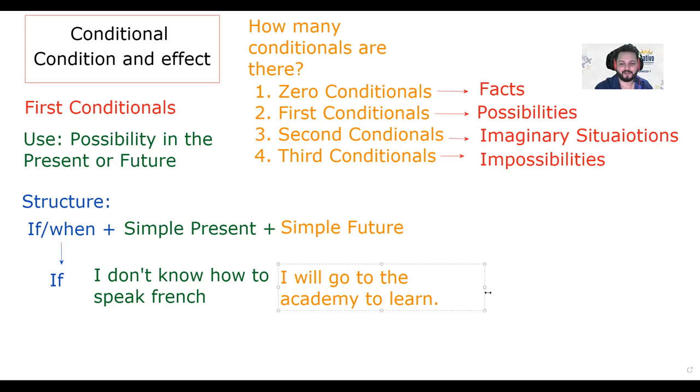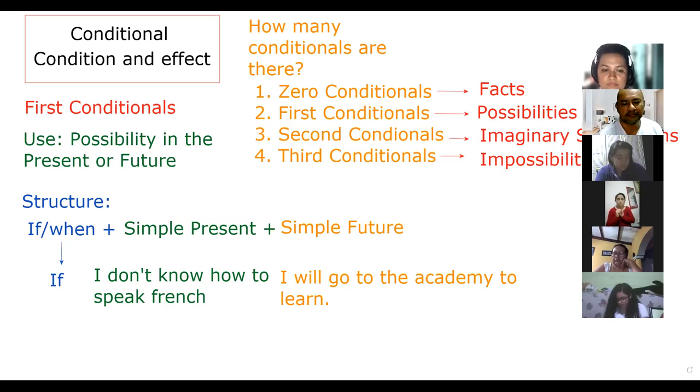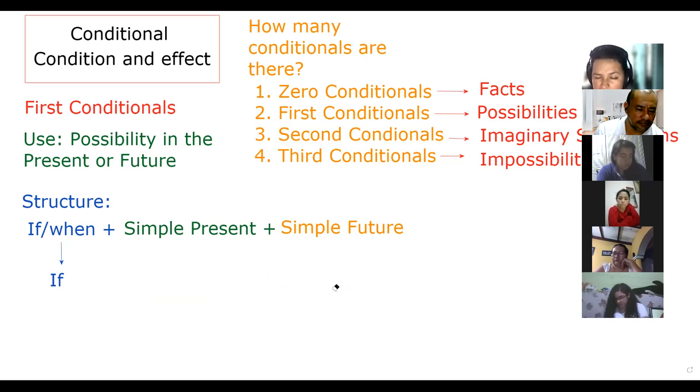Very good, okay? This literally translates, guys, si yo no sé cómo hablar francés, voy a ir, right? O iré a la academia a aprender. Got it? Good job, guys. Good job, okay? Well done. All right? Let's have another example, okay? So see, guys, it's easy, right? Simple present and simple future, right? Evelyn, give me a sentence in simple present.